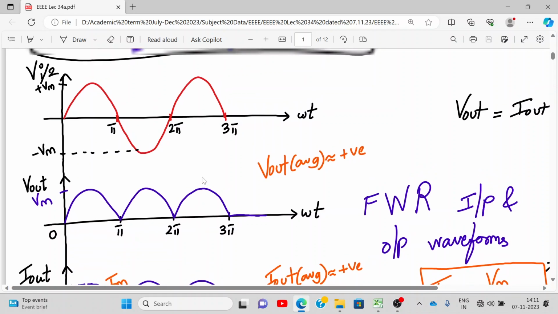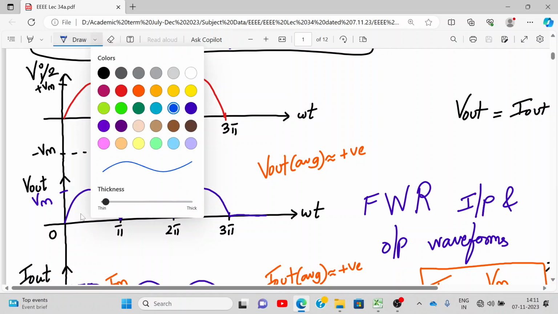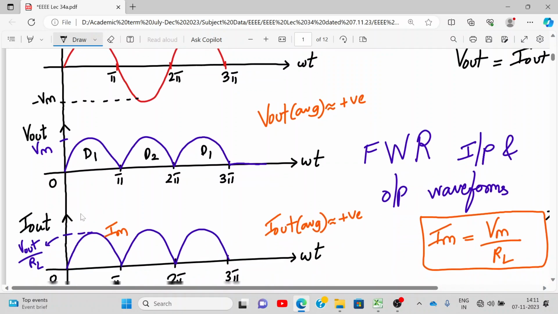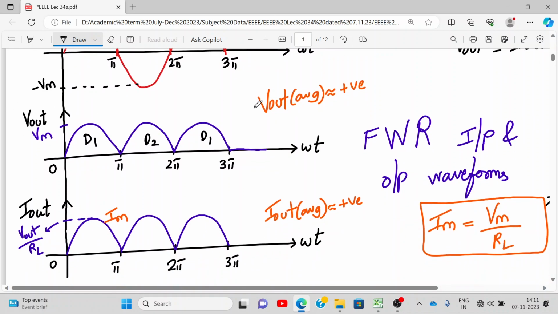Alright. So basically, during the positive half cycle, output follows the input. During the negative half cycle, output follows the negative of input. In the first case, when this is the positive half cycle, which diode is on? D1. And in the second case, diode D2 is on, and so on. So if you can see, the average value of this waveform is always positive.